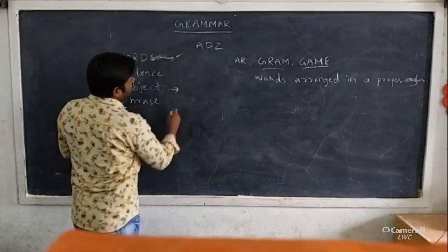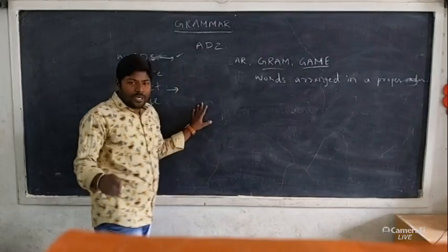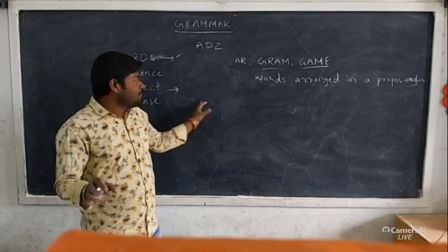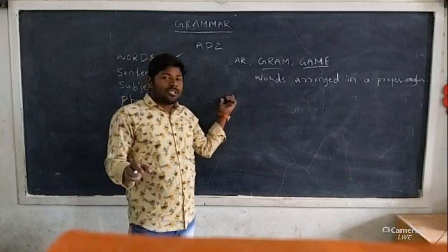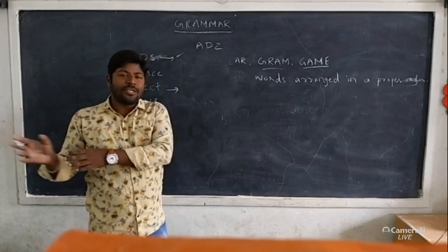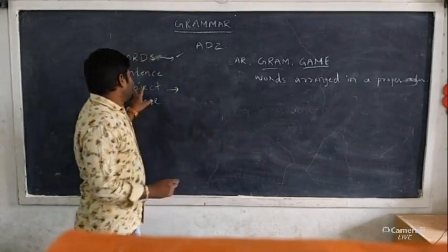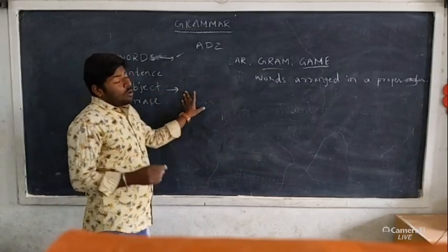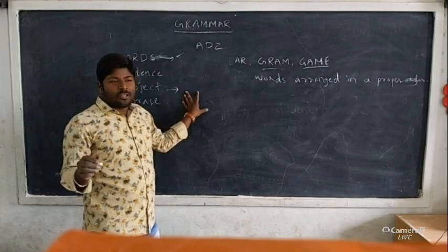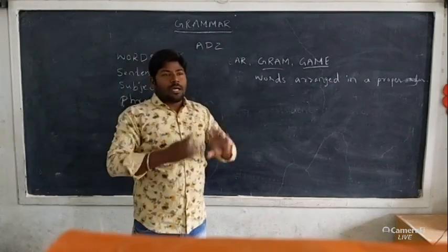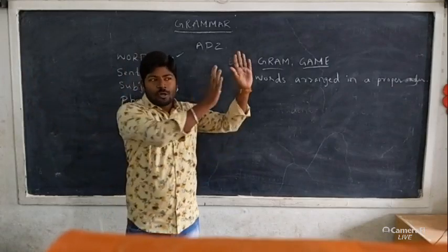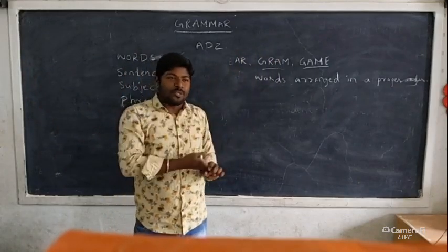So subject. For suppose, Raju is a student. What is called the first word in a sentence is called the subject. For suppose, Raju is a student. Ravi is an engineer. So Ravi is what? A subject. So what is called subject? Whom we talk about is called subject. For suppose I talk about Raju is my friend. Whom I talk about, Raju. So Raju is a subject.